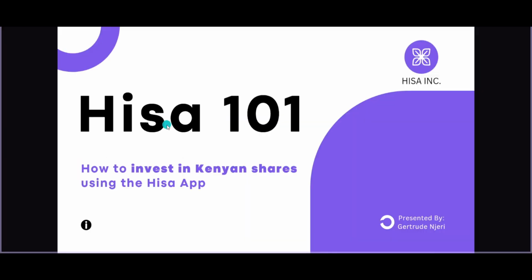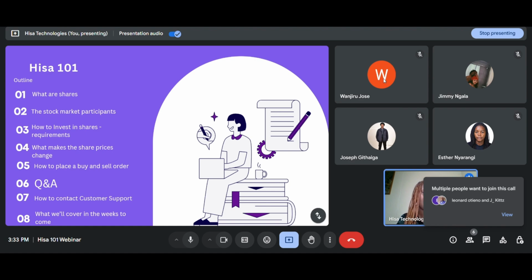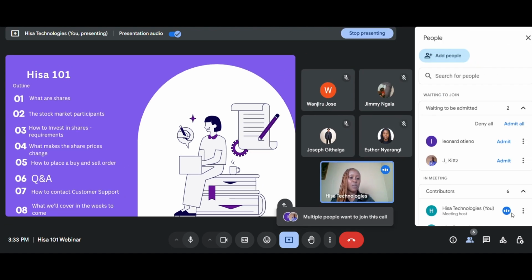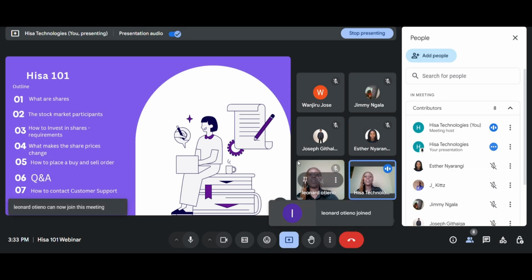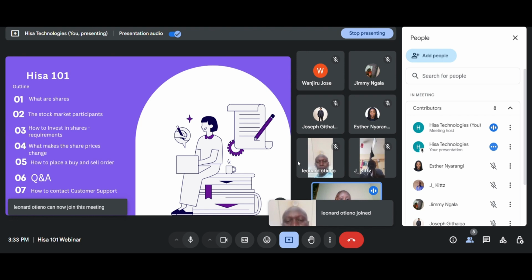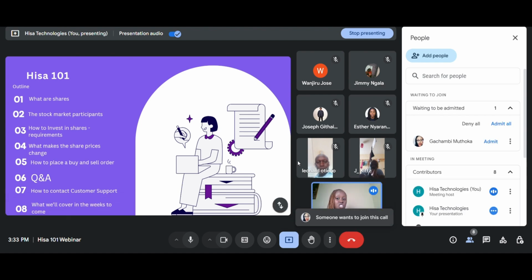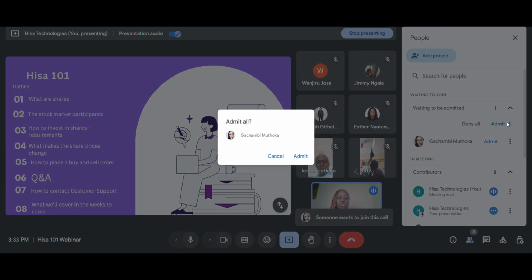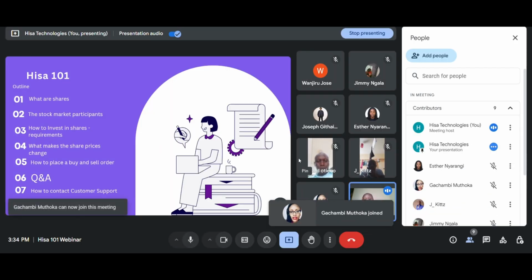All right, so what are we going to be looking at? One, what is a share or a stock? Whenever you hear someone saying share or stock, they mean the same thing. So we'll be looking at what is a share, the stock market participants, who are the people that you should know about when you are an investor in the Kenyan stock market. Number 3, how to invest in shares, that is the requirements. What documents do you need? What accounts do you need so that you can be in a position to invest in shares in Kenya.